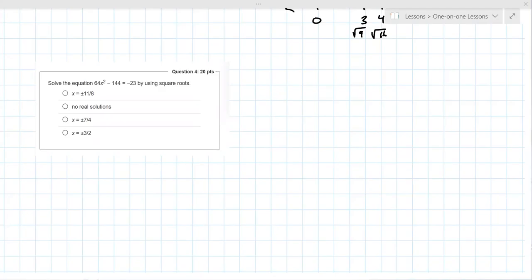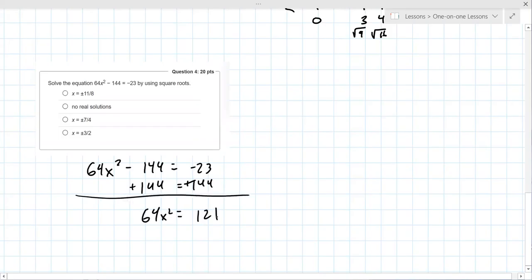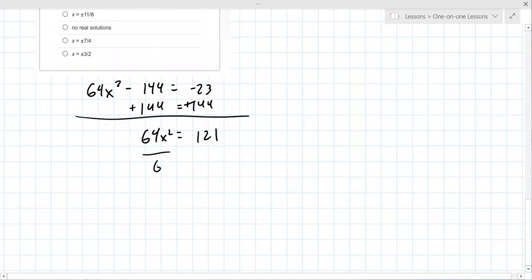Okay, so let me jump in here. First thing I'm going to do is add 144 to both sides. When I add that to both sides, I get 64x squared equals 121. I'm going to divide both sides by 64. So you should get down to where x squared equals 121 divided by 64. Is that where you're at? Yes.